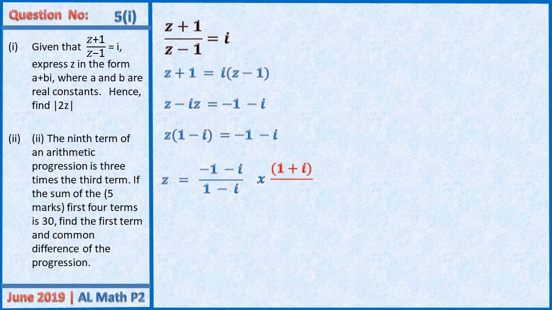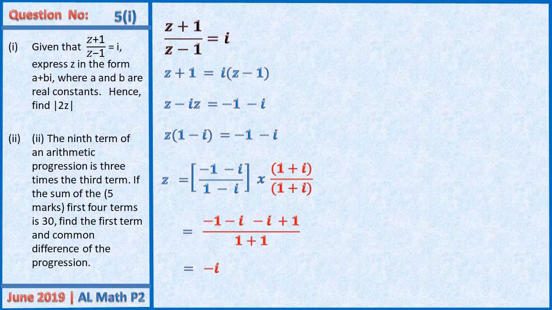So we can now multiply this complex number by its conjugate, that is 1 plus i. And when we simplify, we will have minus 1 minus i plus 1, all that on 1 plus 1. So this will give us minus 2i on 2, which is minus i. So z is equal to minus i. Now to look for the modulus of 2z, it will be the same as 2 times i. The absolute value of all of that, or the modulus, will give us 2, because the modulus of minus i is plus 1. So 2 times 1 gives us 2.